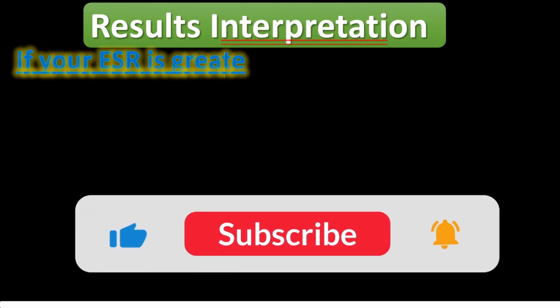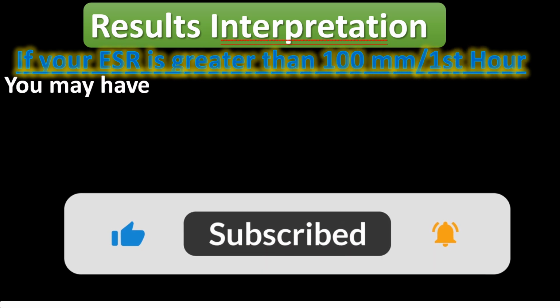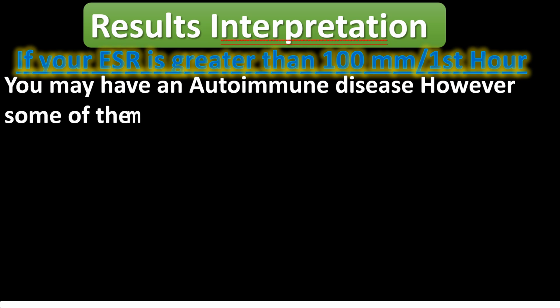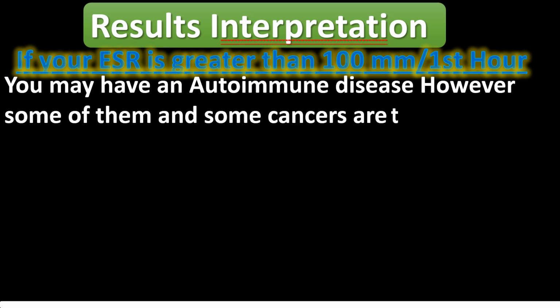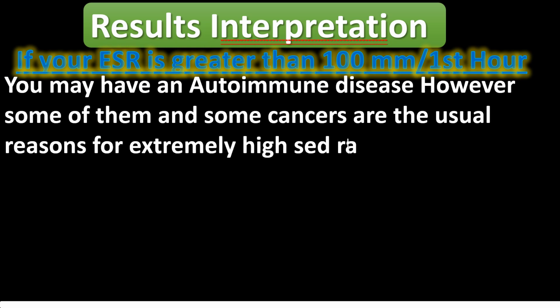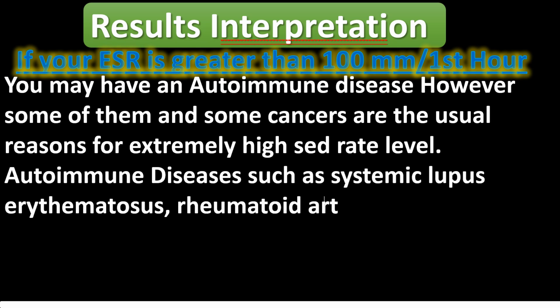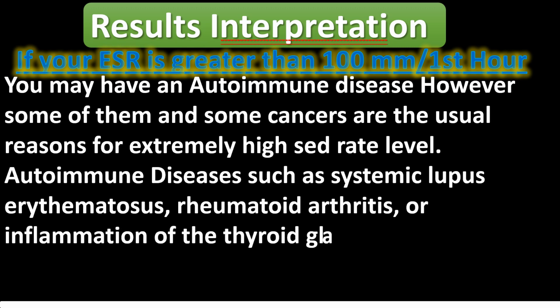Results interpretation. If your ESR is greater than 100 mm in the first hour, you may have an autoimmune disease. However, some of them and some cancers are the usual reasons for an extremely high SED rate level. Autoimmune diseases such as systemic lupus erythematosus, rheumatoid arthritis, or inflammation of the thyroid gland, Graves' disease. Cancers, such as lymphoma or multiple myeloma.